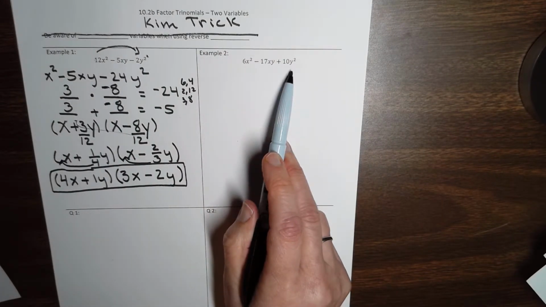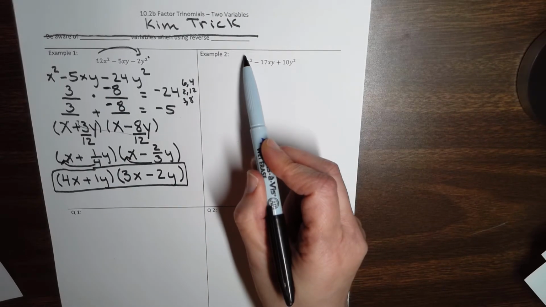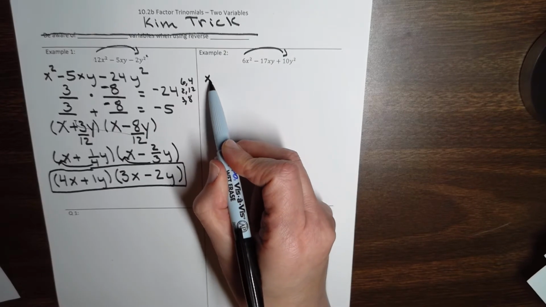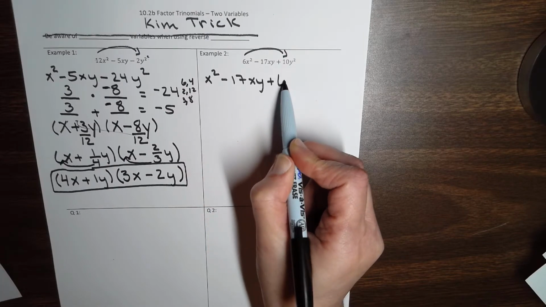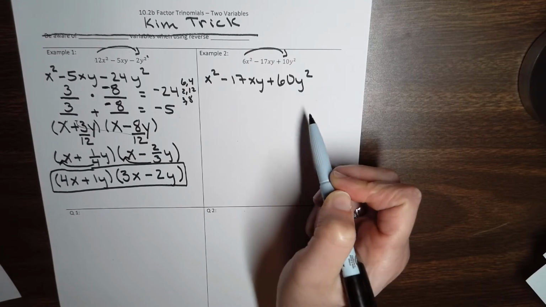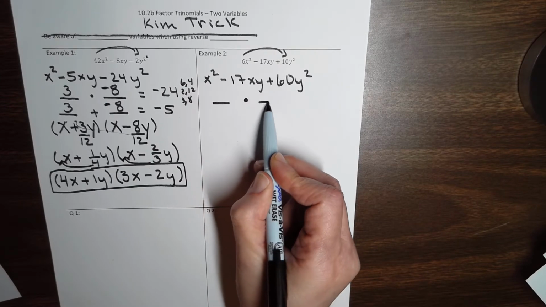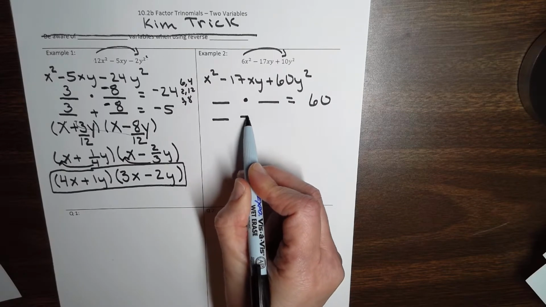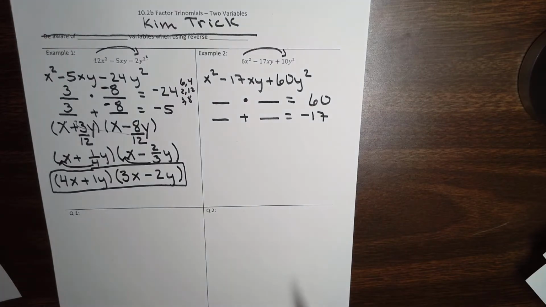Step number 1, check to see if you can factor out a GCF, which in this case we cannot. Step number 2, take the leading coefficient and multiply it by the last term. That would give me x squared minus 17xy plus 60y squared. Our next step is we're looking for the combination. Something times something would give me positive 60, and the same two numbers, when I add together, I get my middle term, which is negative 17.